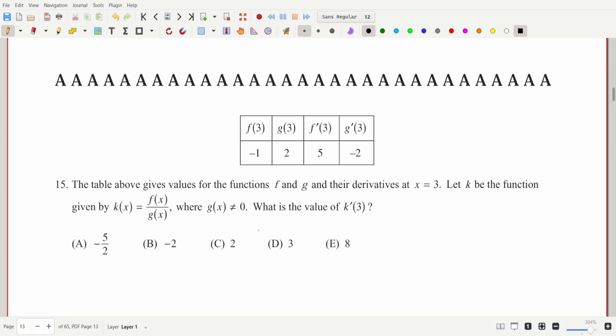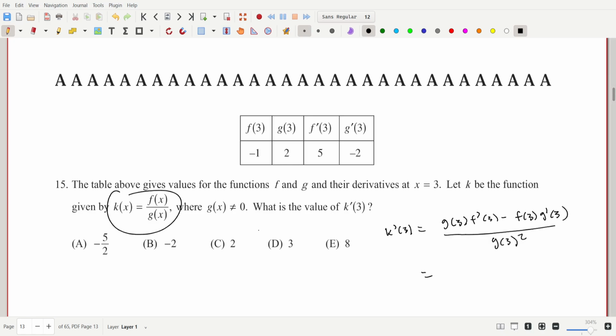Okay, oh, yeah, there you go. Quotient rule, very fun. I want k prime of 3. Well, we know k prime of 3 is going to be low d high, g of 3, f prime of 3, minus high d low, f of 3, g prime of 3, all over low squared, g of 3 squared.